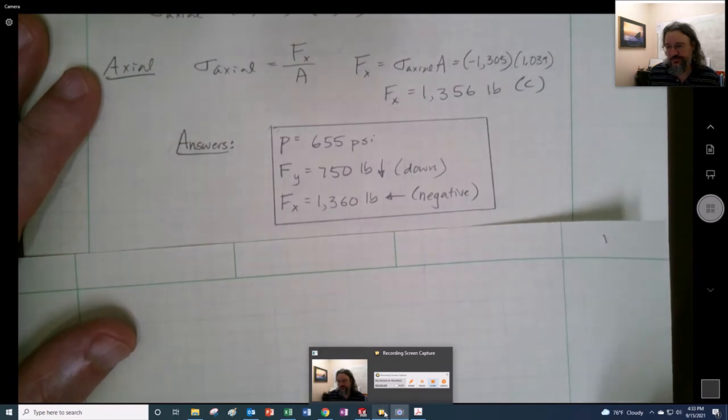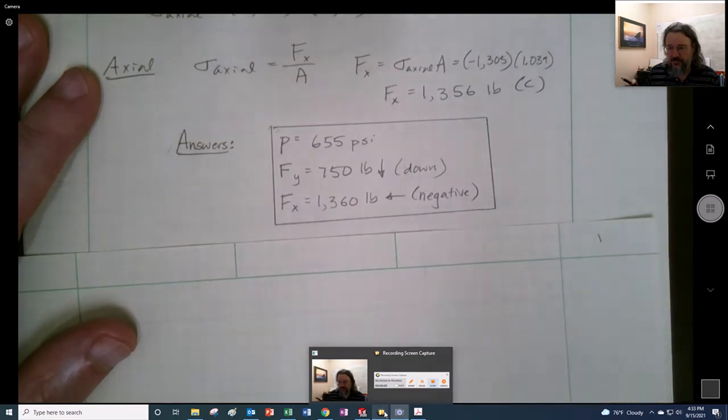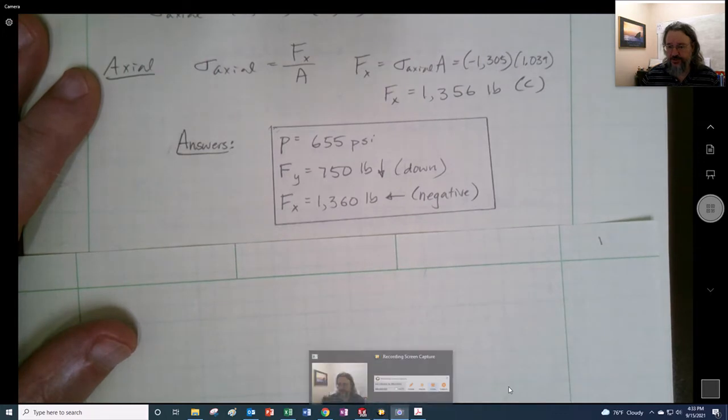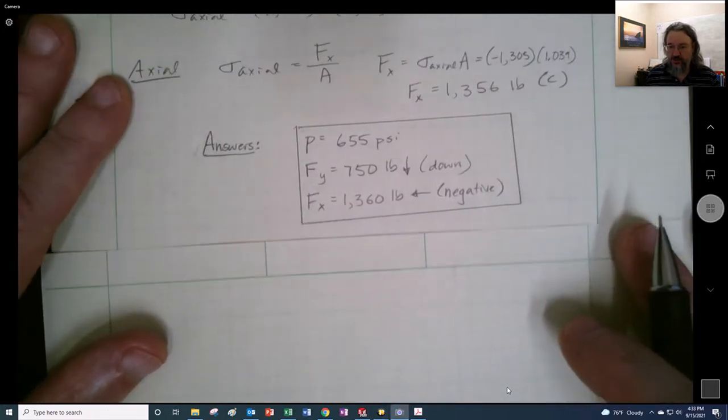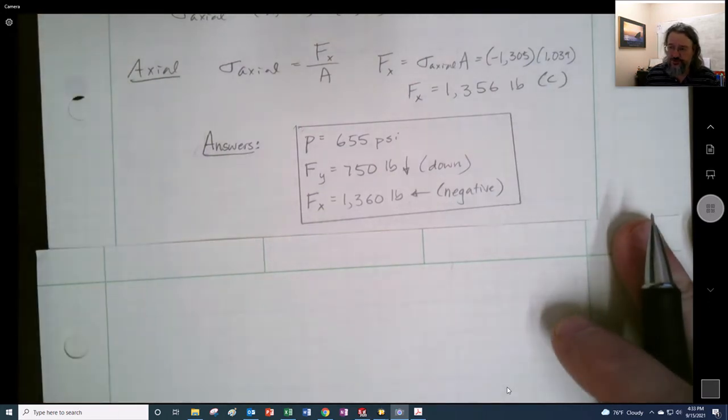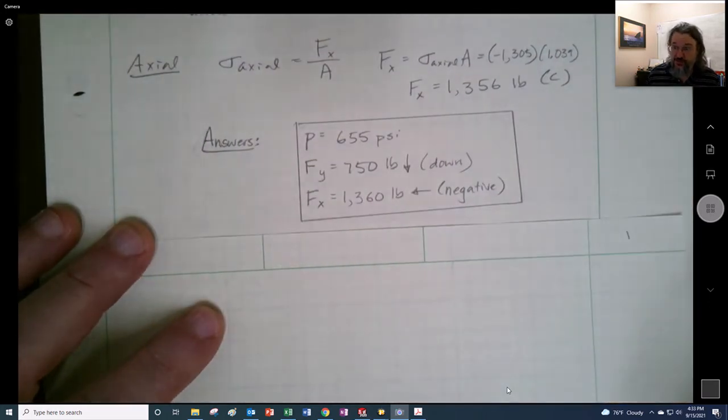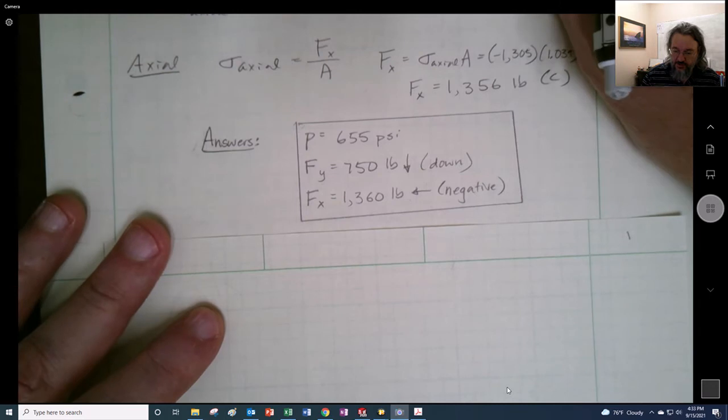I like this problem, as I've said before. I like these kinds of problems because they're very much like a practical, real-world thing, like trying to actually figure out the forces from strain gauges that you can actually measure. All right, so let's see. We'll talk about the next problem.